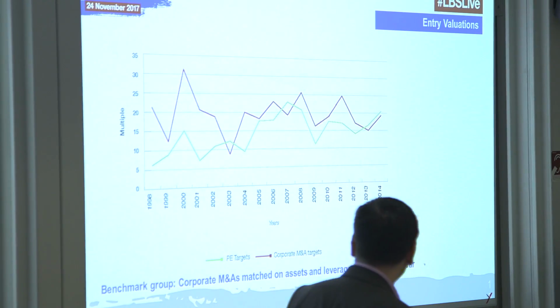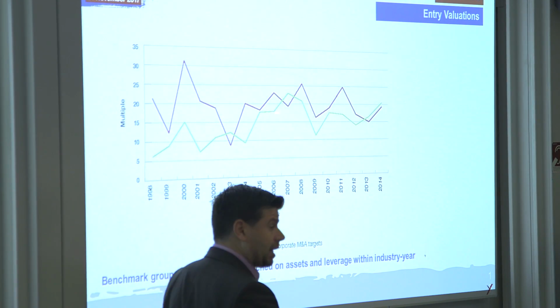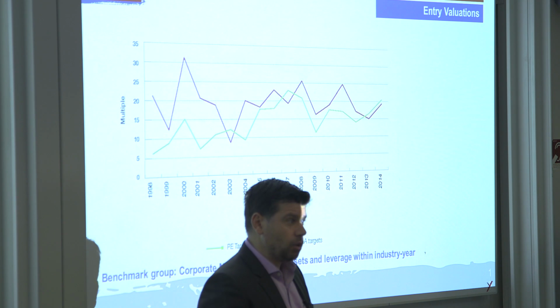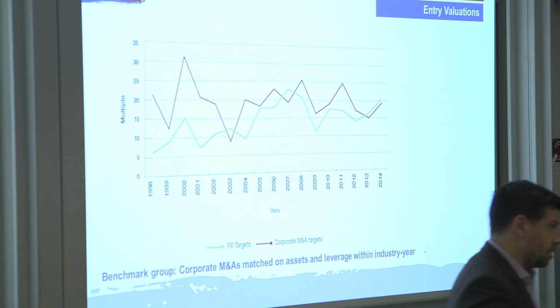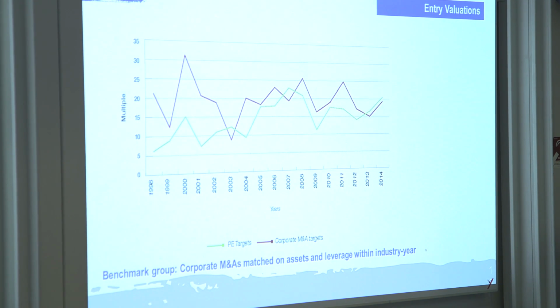There's a lot of analysis behind it, but what this graph is showing you is that most of the time, when private equity funds acquire businesses, they pay less than the corporate acquirers. Yeah? I think what the graph actually shows is they're converging over time. Can you comment on why that's the case?